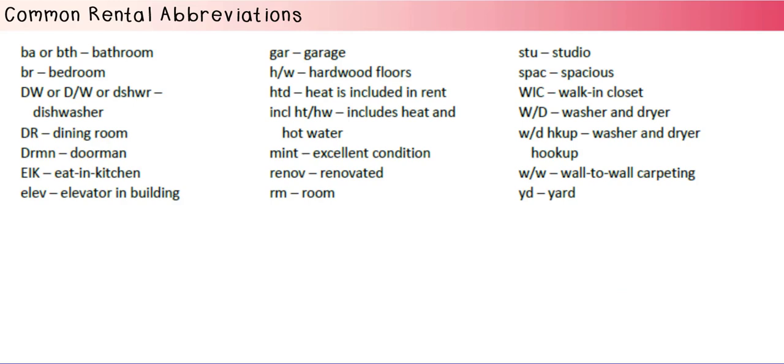So when you're looking at renting or you're looking at houses, there are many common rental abbreviations. I'm not going to go over the whole list, but just a few would be BR for bedroom, DW is dishwasher. You tend to see that a lot now because a lot of people have dishwashers. WIC, W-I-C, walk-in closet. You may not be as familiar with that. W/W, that's wall-to-wall carpeting. You will probably see that a lot. And these are just a few things.